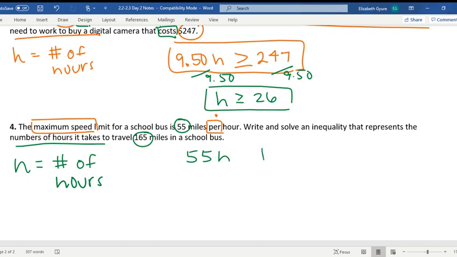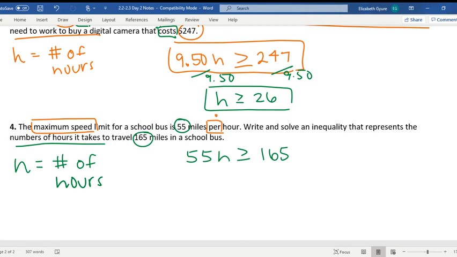Well, so we know we want to travel 165 miles, right? It says that in the problem. It says, write and solve an inequality that represents the number of hours it takes to travel 165 miles. So, yeah, this one's a tricky one because of the wording. You want to travel 165 miles, right? So are you allowed to travel less than that? No, but if you traveled more than that, that's okay because you could still calculate your amount of time. So this one's going to be a greater than or equal to problem.